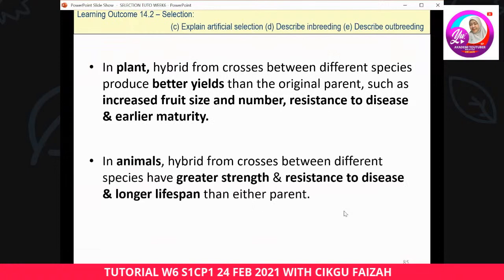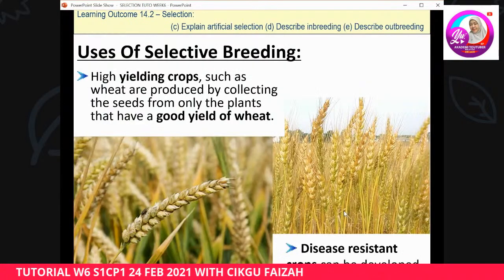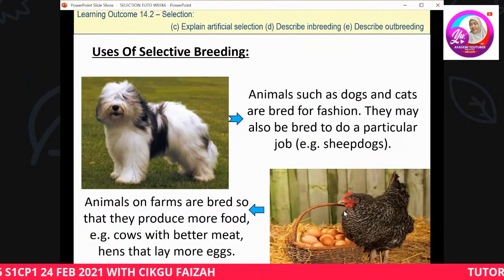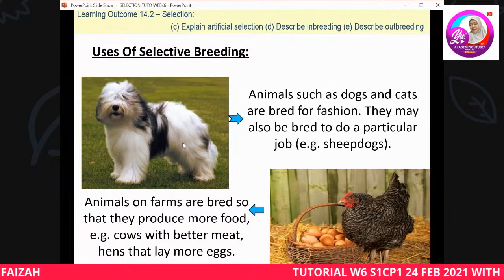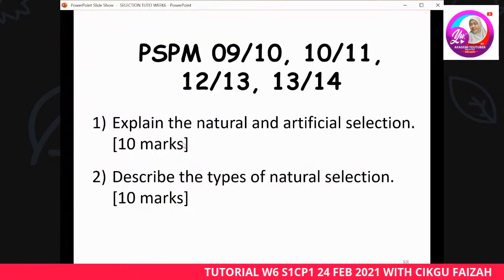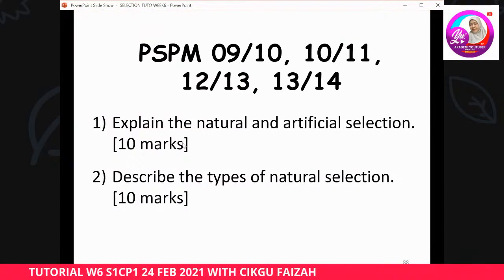So the rest are examples that the teacher can show you. For example, like this. Beautiful, right? This dog. Alright, last but not least, this is an example of a past year's question that can be asked.